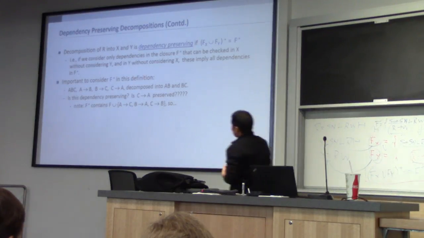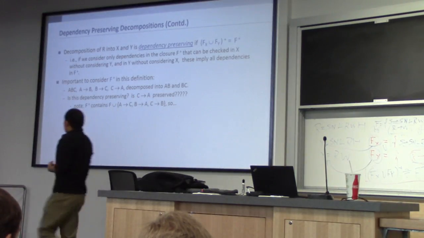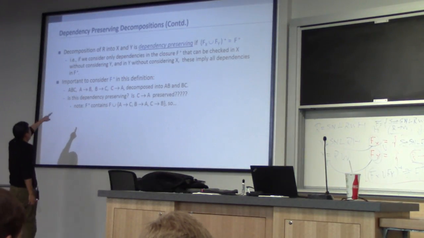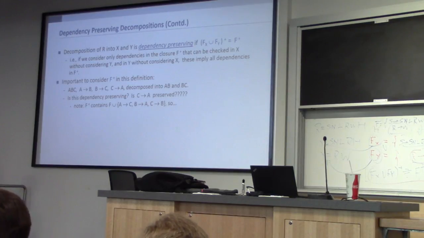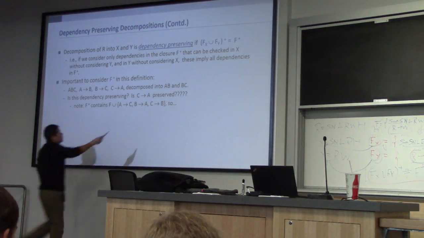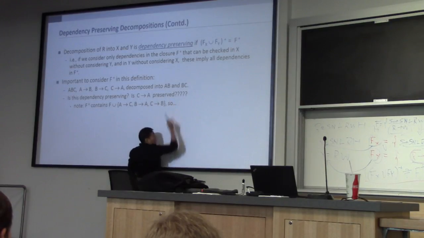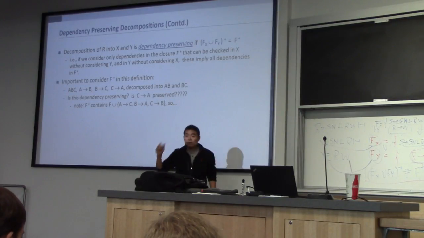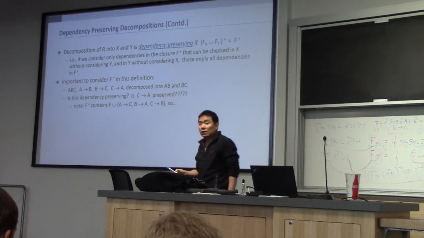So here is another example, right? I have the three functional dependencies, A determines B, B determines C, and C determines A. I decompose that into AB and BC. First of all, is this decomposition also a strong decomposition? How do you check that? Well, you check the intersection. That's your X, that's your Y. The intersection is B. Does B determine either X or Y?